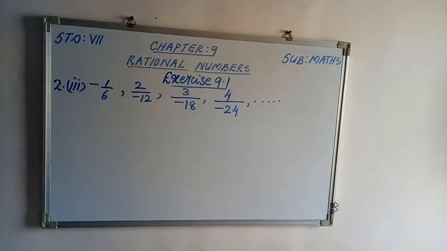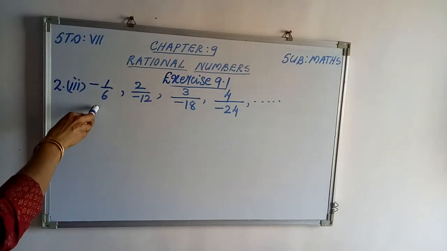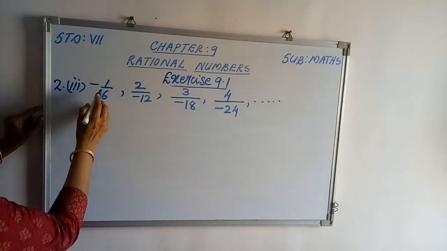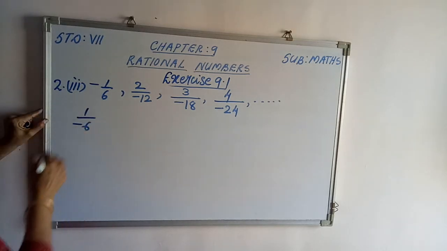That is, 1 into 2 upon minus 6 into 2. Isn't it? So here it is minus 1 upon 6. If you want, you can write it as 1 upon minus 6. Minus 1 upon 6 is the same as 1 upon minus 6, because in all the other denominators the negative sign is given. So which will be the pattern then? So here this can be written as 1 upon minus 6. Isn't it?